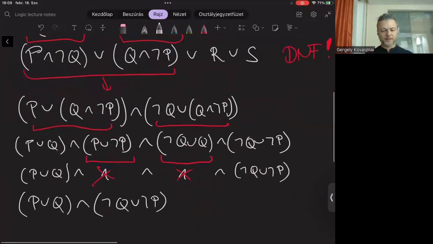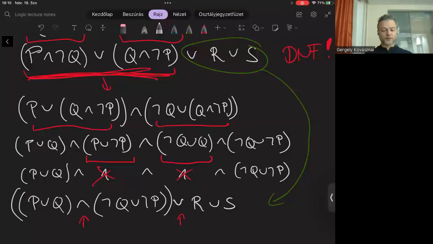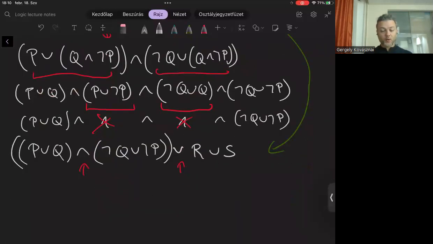So this is what we got from this formula here, and this is what I'm going to copy there. Maybe I will do the following. I will copy the rest of the formula to here. Yeah, maybe this will be much more feasible. But let's not forget to put the parentheses here, because now we have a conjunction inside and disjunctions outside, and it would be dangerous to get confused between them.